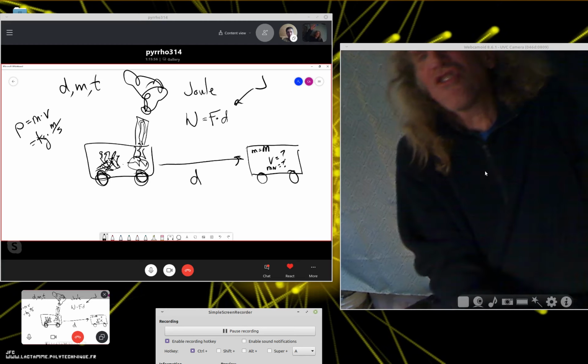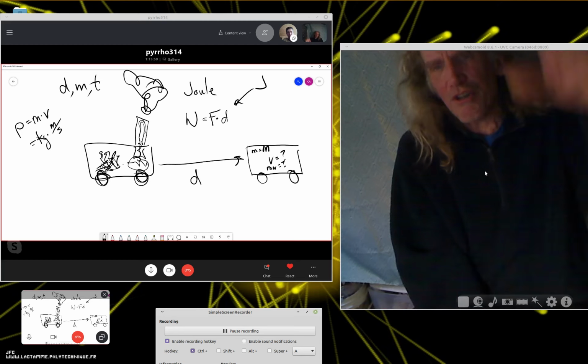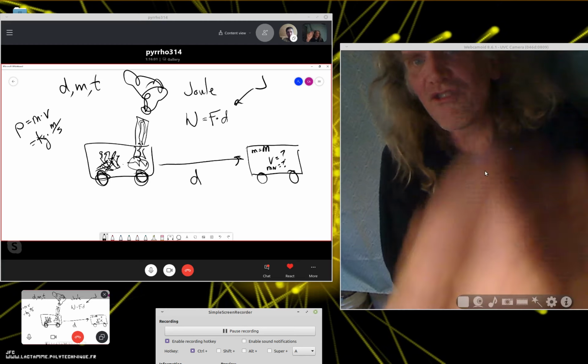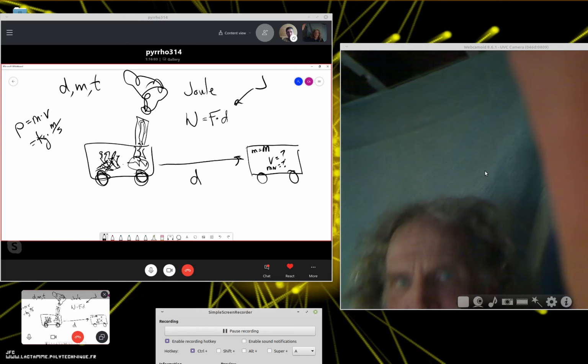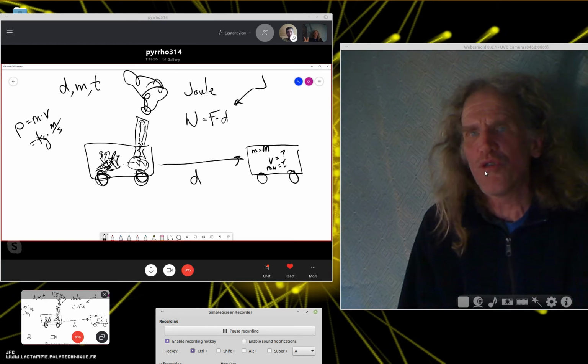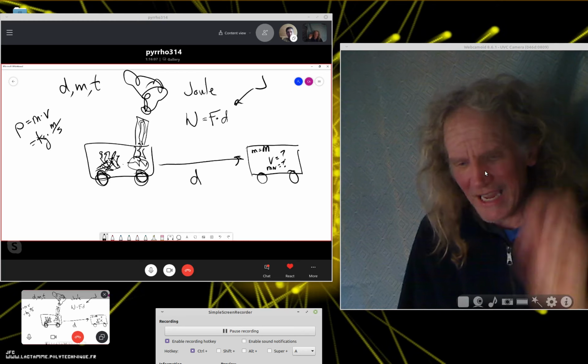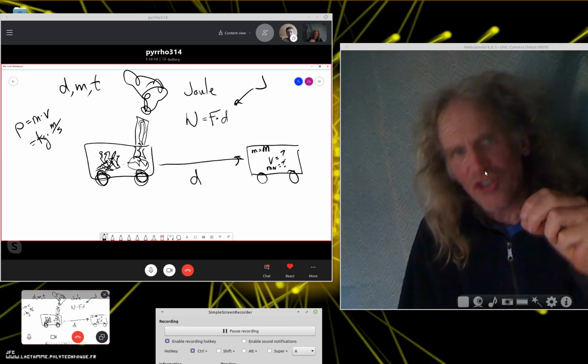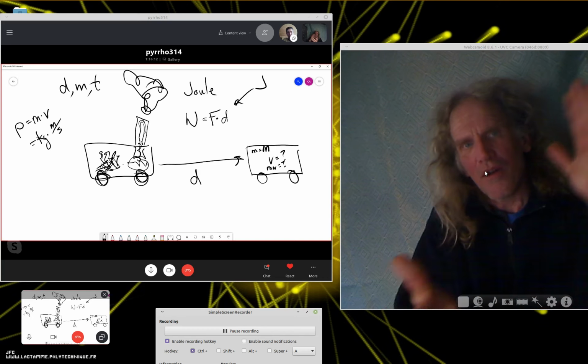No. This is a joule, Pyrrho. Wake up. 100 grams falling 1 meter is a joule. That's exactly its definition. 102 grams falling 1 meter. The impact weight is a joule. So that's a joule.